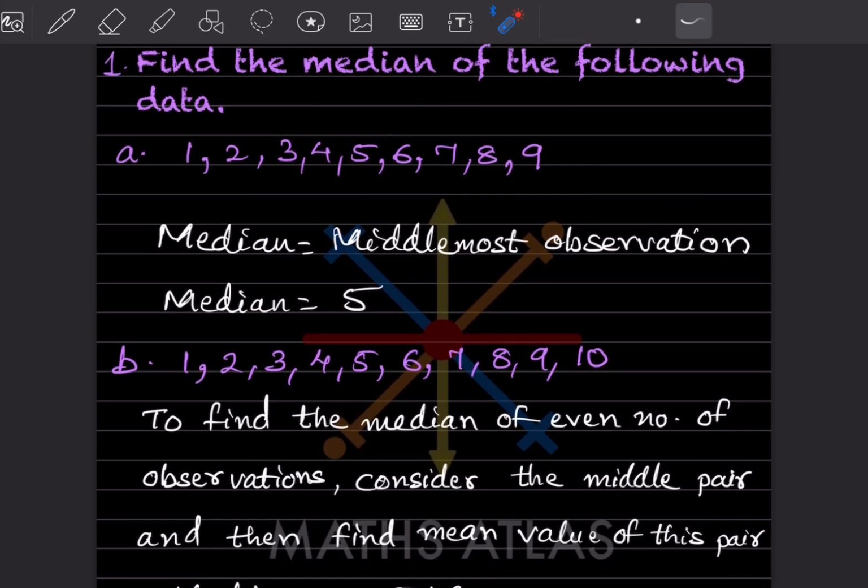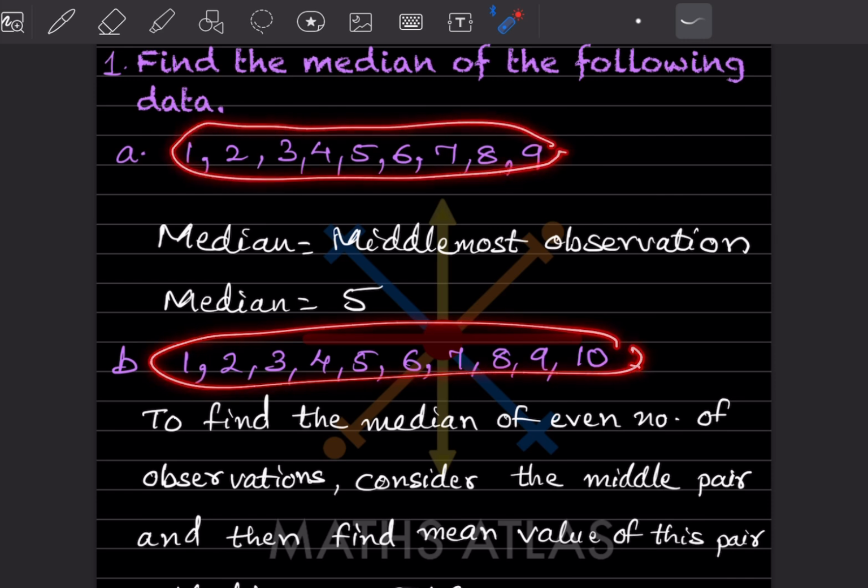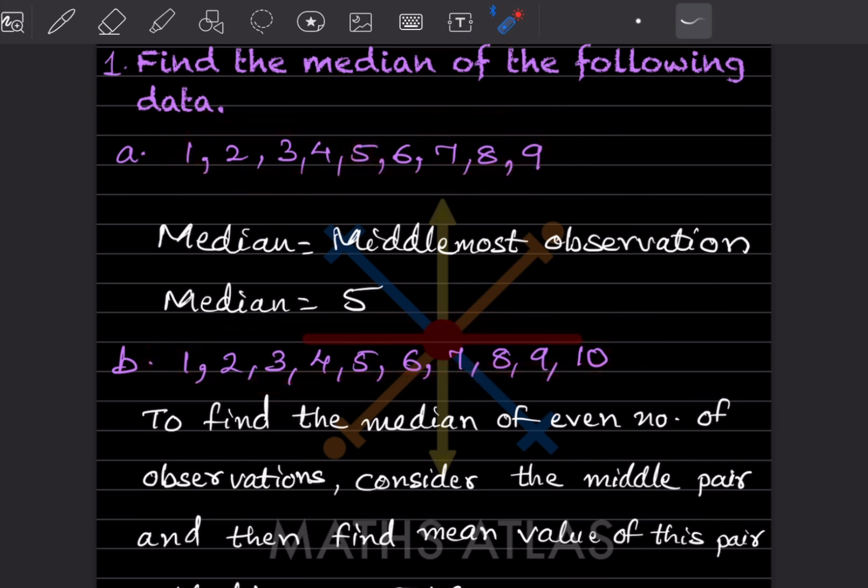So here we can see these are total 10. Those 9 numbers were an odd number, so it was easy to find the middle number. Here we have 10 numbers, so this is an even number. In this case, we have to take the middle pair. This is 4, and this is the pair, 5 and 6, and then you have to take the mean of it. Mean means these are the two numbers, we have to divide by 2.